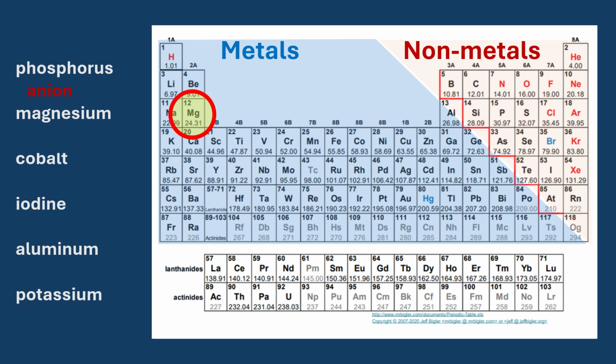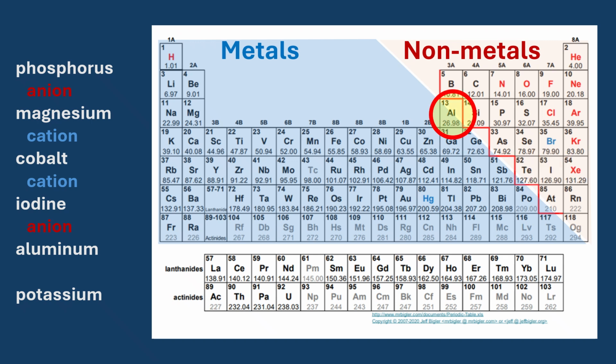Magnesium is located in the main group metals. That means that magnesium will form cations, 2+ cations specifically. Cobalt is located with the transition metals. That means that it will form cations. As a transition metal, cobalt can form more than one type of cation, but all of cobalt's ions are positively charged. Iodine is located with the nonmetals. This means that it will form anions.